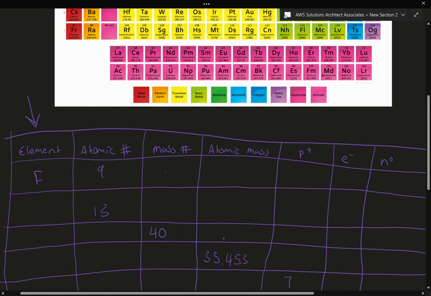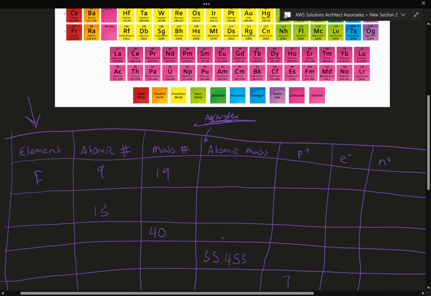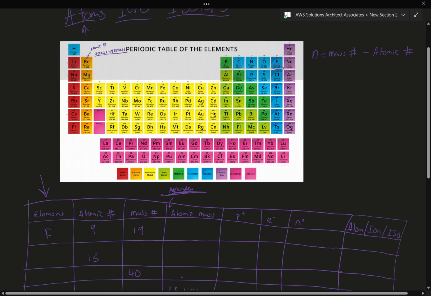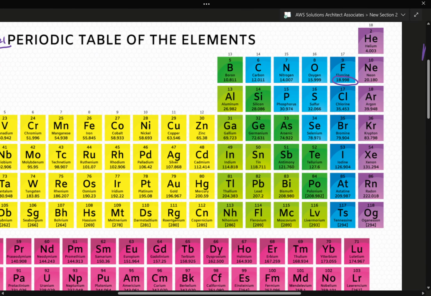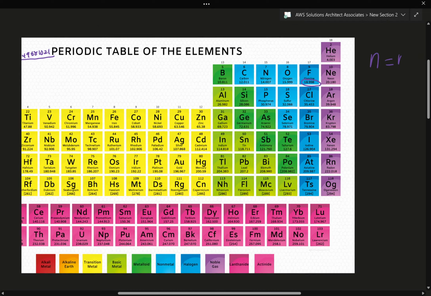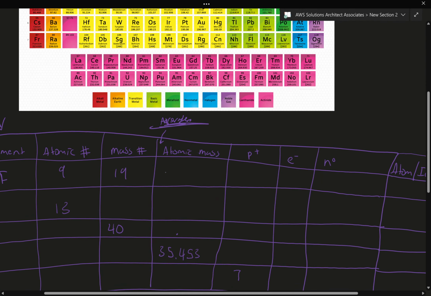So mass number is 19. Now average, I should always include average. Average atomic mass is the actual number that's there, okay? So 18.998. Let's put that down.